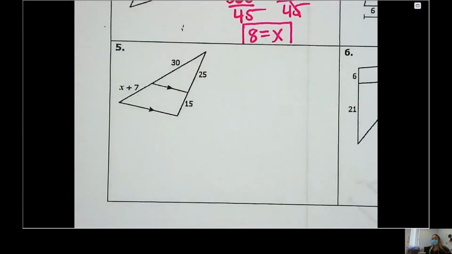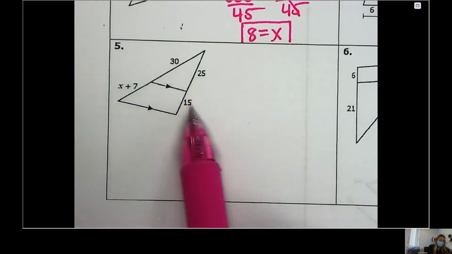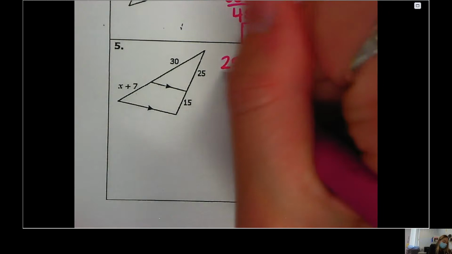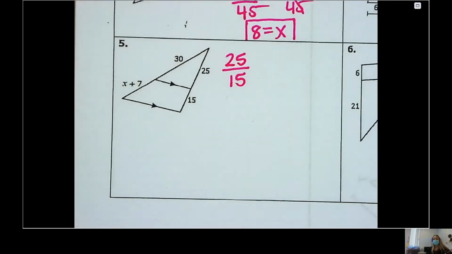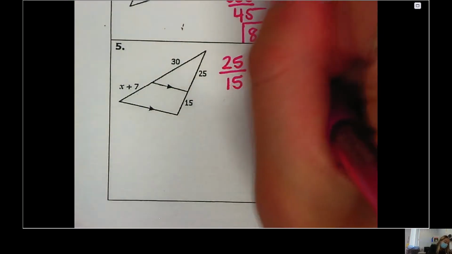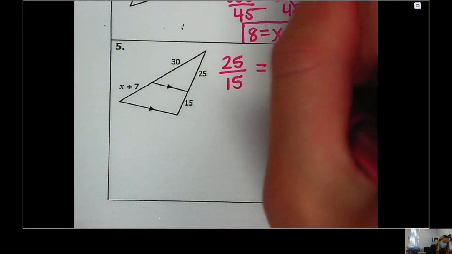Okay, number 5. Now, don't let number 5 freak you out. Still the same setup. You're going to pick two numbers on the same side to write a fraction. What would my fraction look like? Or what's one of my fractions? 25. Good, 25 and 15. There's one fraction. Okay, what is my second fraction? Keep it in the same order. So you did the top one divided by the bottom one. 30 over x. Exactly. Equals 30 over x plus 7.